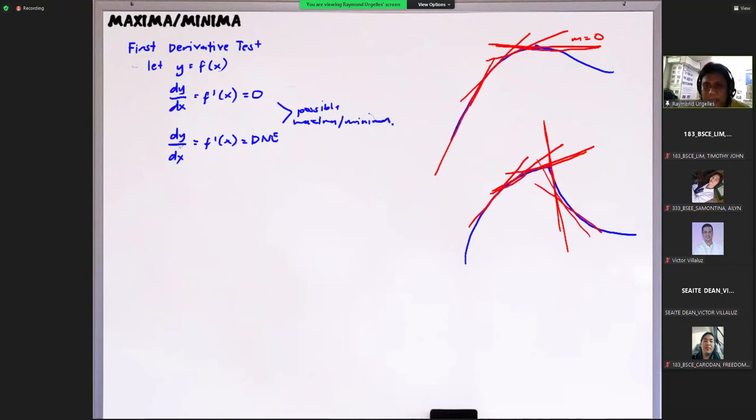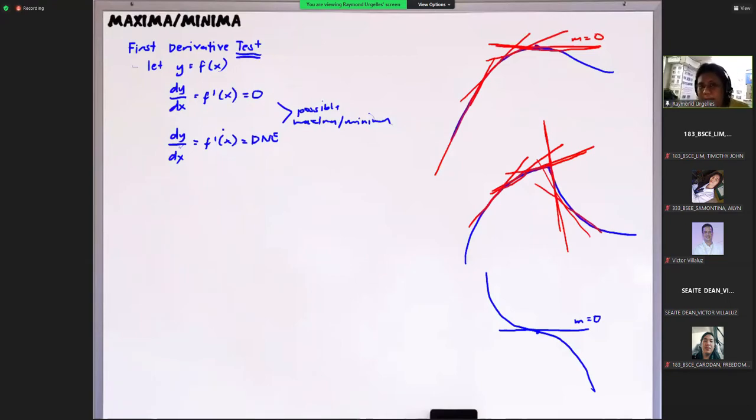Kasi hindi pa tayo sigurado kung maximum sila or minimum. So remember na pag ganito yung curve natin, let's say we have this curve, at this point yung slope natin dito is also equal to 0. Pero makikita natin na hindi siya maximum, hindi rin siya minimum. Kaya hindi rin natin masasabi na pag yung first derivative mo ay 0, automatic na maximum or minimum na siya. Kaya test pa lang to.